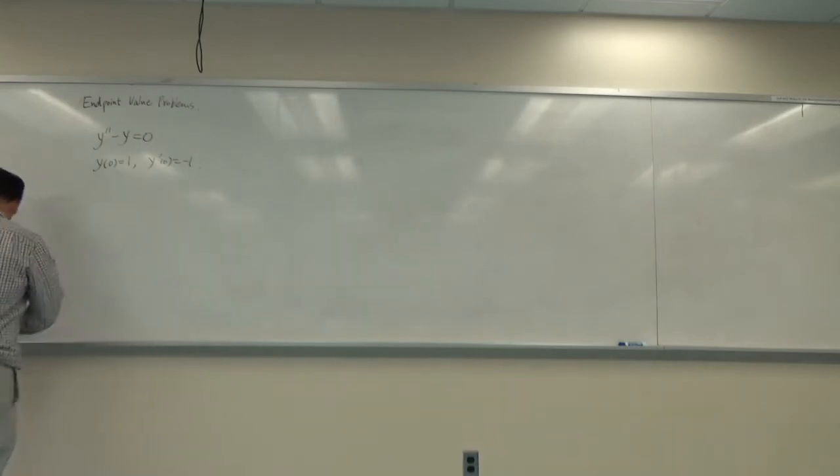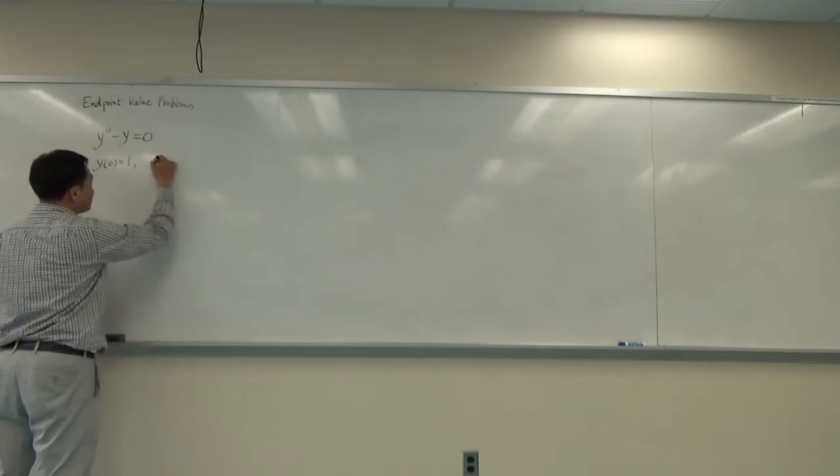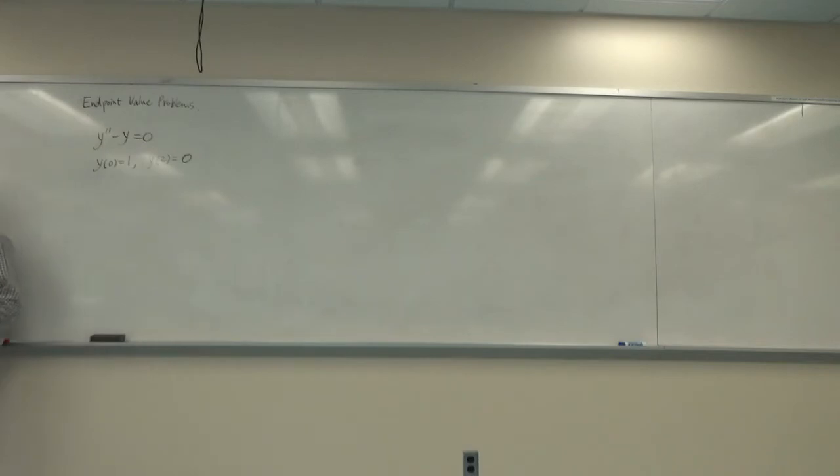Oh, sorry. This is not an endpoint value problem. That's an initial value problem. I need y of 2 equals 0. See, the difference is that in the one that I just erased, I had y of 0 and y prime of 0, right? That means all my information is at x equal to 0. That's an initial value problem.